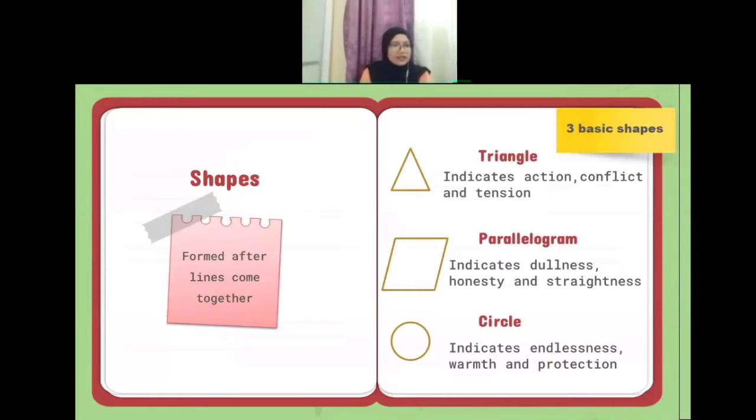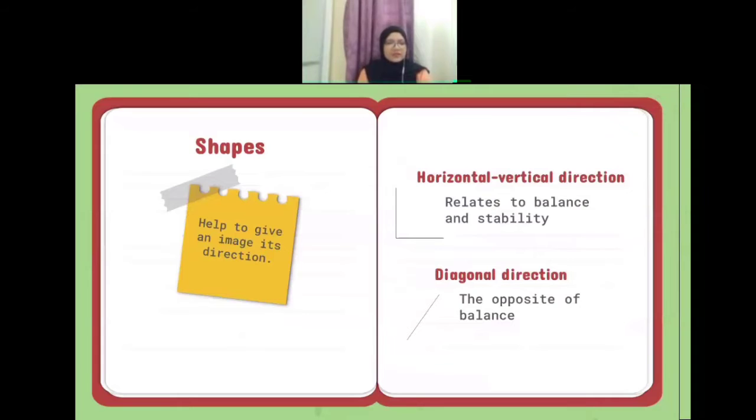Shapes are formed after a few lines or a group of lines come together. Okay, there are three basic shapes that we all know. The first one is the triangle. The triangle indicates action, conflict, and tension. As for the parallelogram, it indicates dullness, honesty, and straightness. The last one is the circle. It indicates endlessness, warmth, and protection.